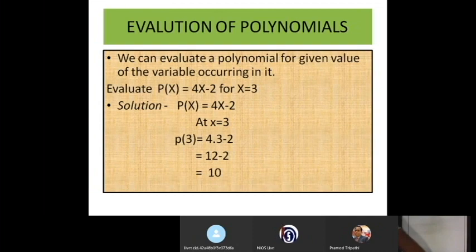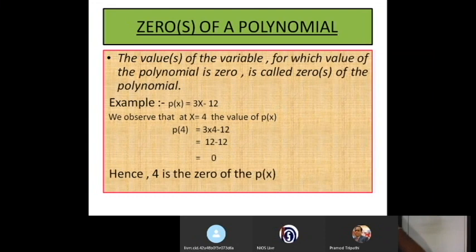Now we come to the zero of a polynomial. The value of the variable for which the value of the polynomial is zero is called the zero of the polynomial.